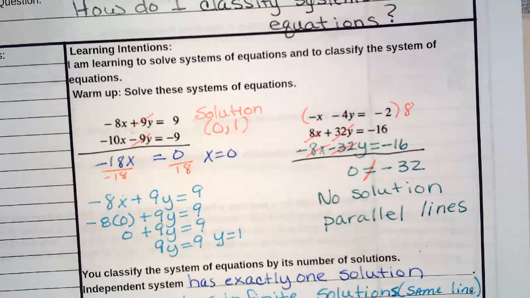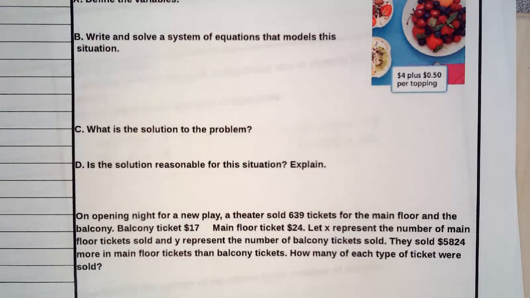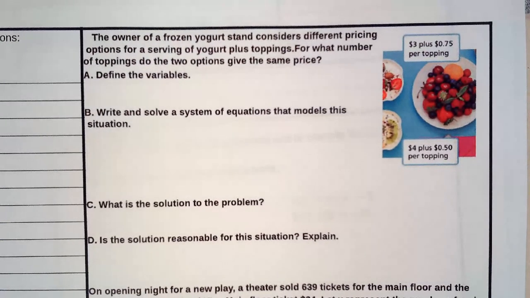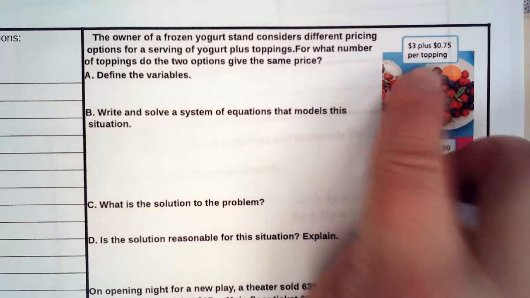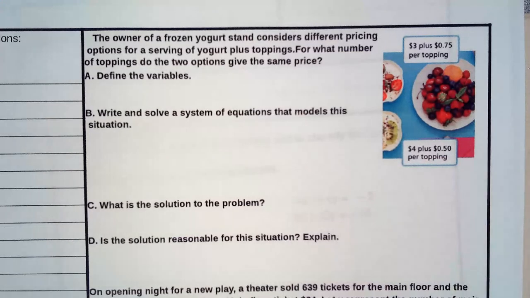So, why do we even need to know about systems of equations? Because most businesses use them, whether they call them that or not. The owner of a frozen yogurt stand considers different pricing options for a serving of yogurt plus toppings. For what number of toppings do the options give the same price? The first one is $3 for the yogurt and 75 cents per topping. This one is $4 for the yogurt plus 50 cents per topping.